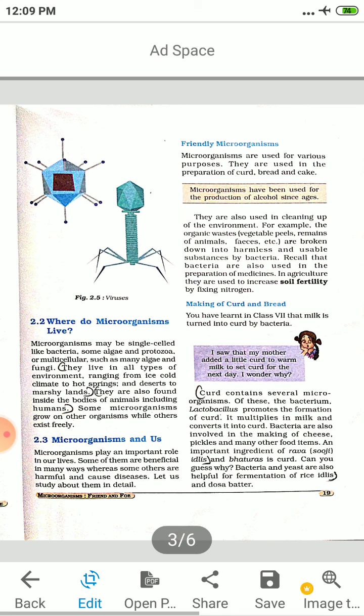Microorganisms may be single-celled like bacteria. Some algae and protozoa are multicellular. So those which are single-cellular are unicellular, and multicellular are algae and protozoa. They live in all types of environment. They can grow and live anywhere, ranging from ice-cold climate to hot springs, desert to marshy lands.